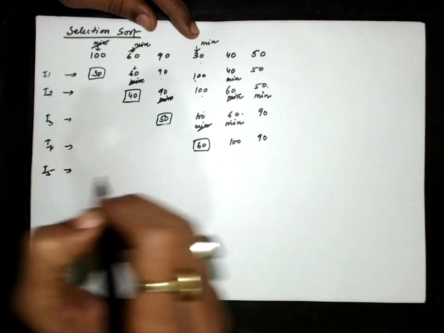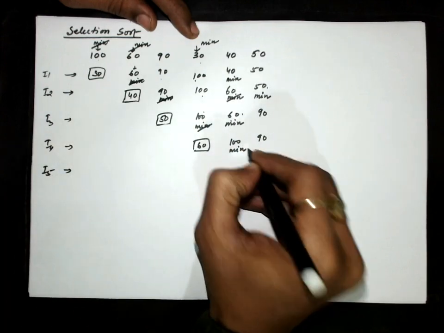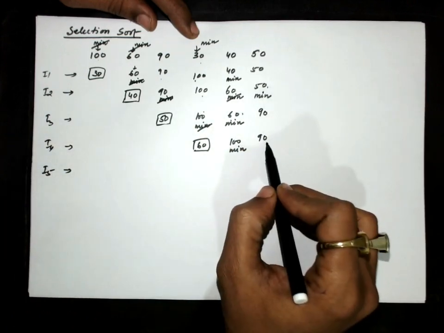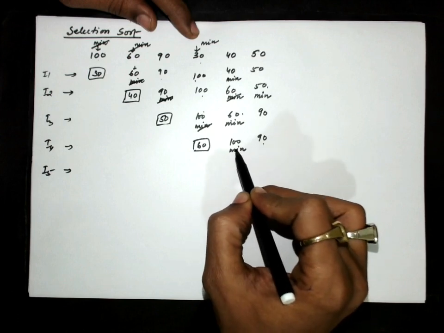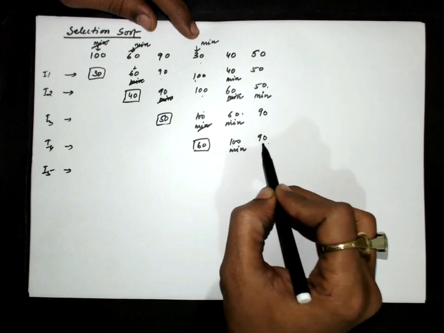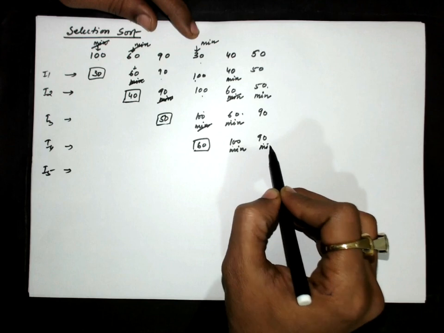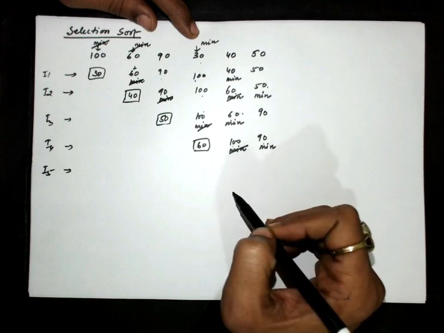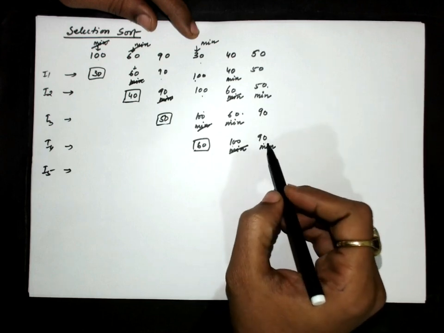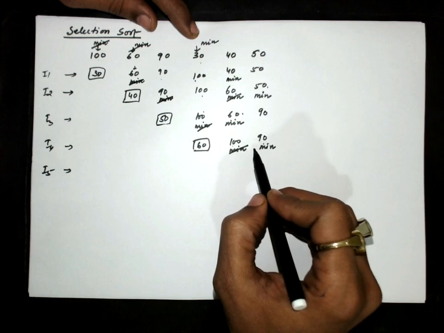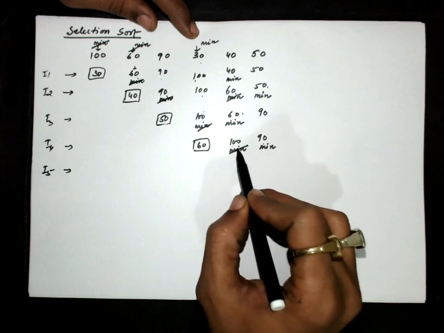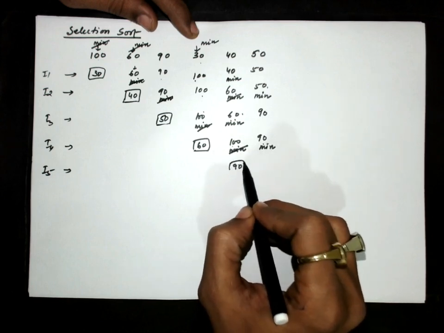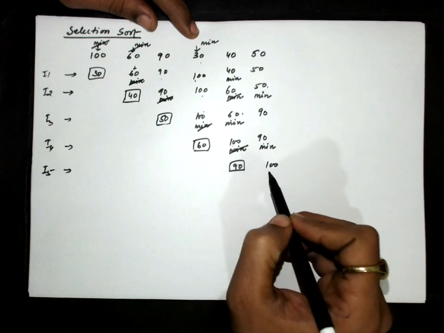Again, do the next iteration. In the next iteration, we will fix up this element as minimum. We will compare the rest of the elements with minimum. 90 is less than 100, so minimum will shift to this place. And since we do not have any more elements, let us exchange this minimum with this element. So 90 comes here and 100 is here. So we now remain with only one element.